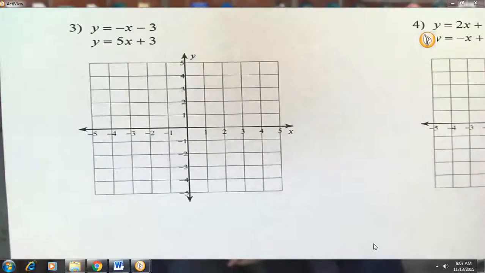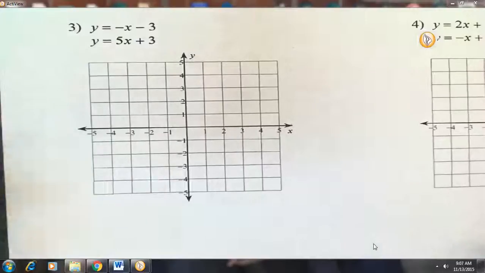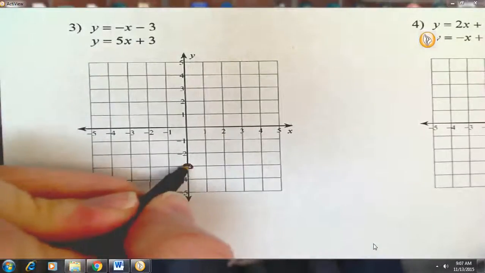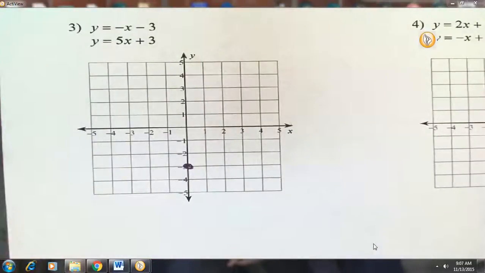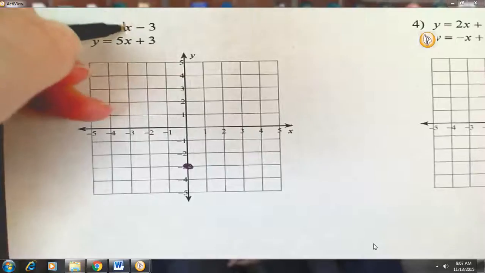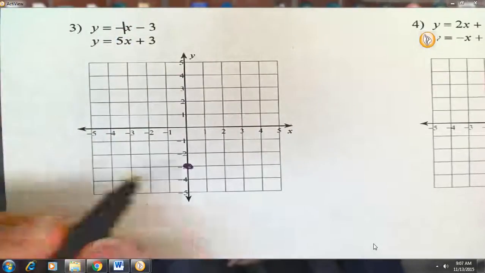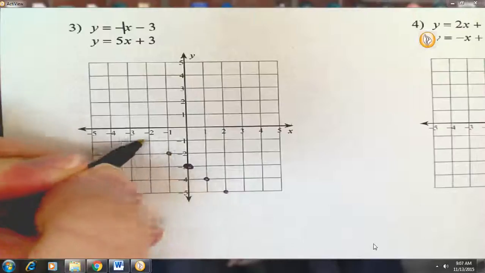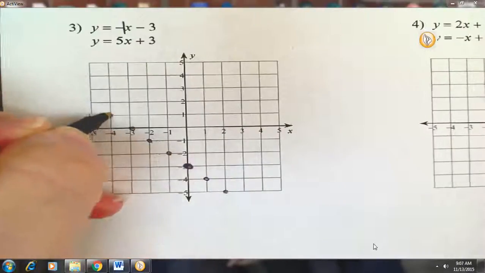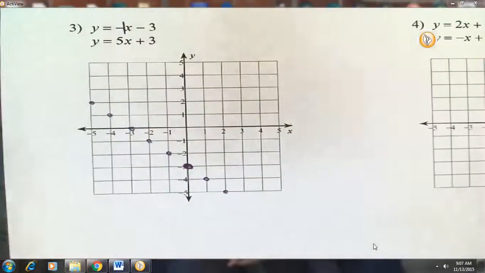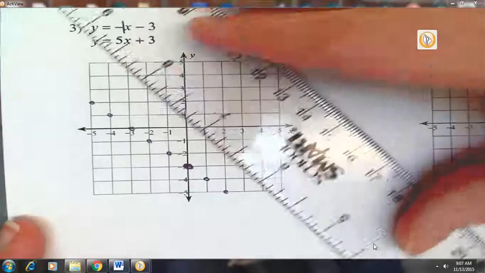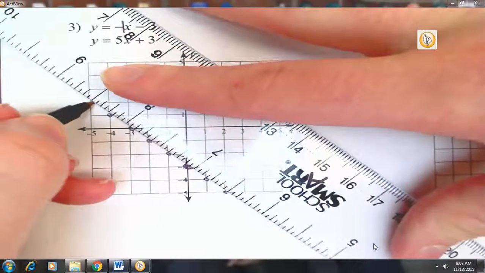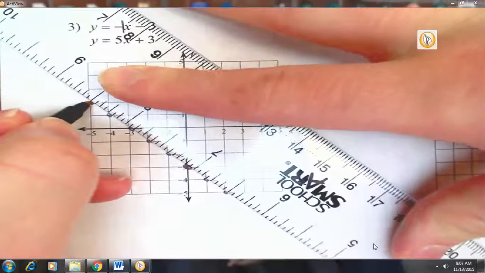Number 3, the first equation has a y-intercept of -3, so put a dot at -3. The slope is what? What is that number in front of x? -1. So go down 1 and right 1, down 1 and right 1. I like to make my graph have lots of detail. I want to make sure I know exactly where these lines are going to intersect. So I'm going to put lots of points, especially on this one when you have a small slope like -1.